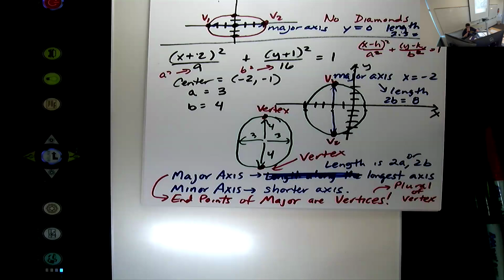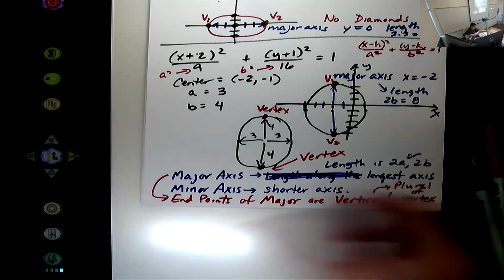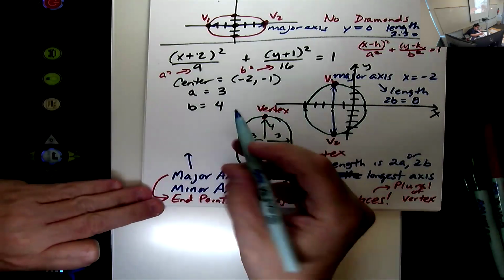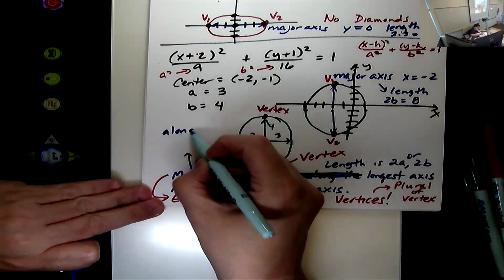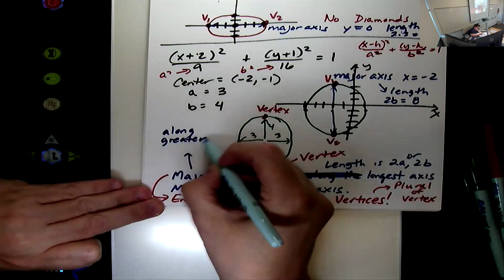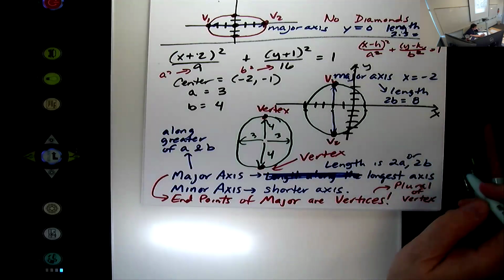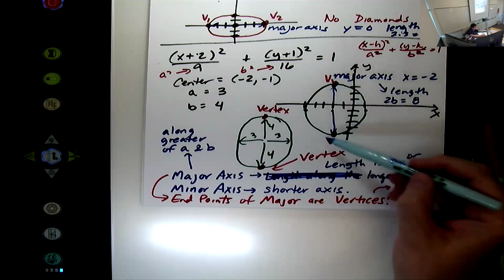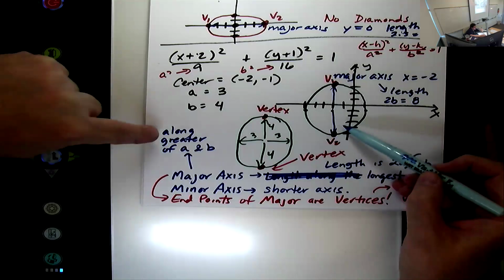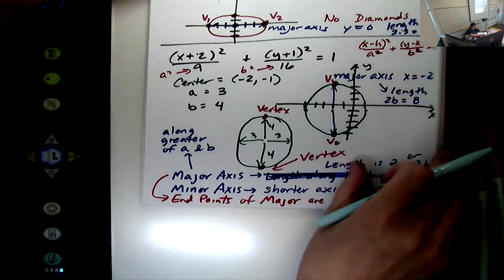So for the major axis, is it just whichever of A or B is greater? Yeah, that's where it's going to be. The major axis is along the greater of A and B. And it'd be x equals -2 because that's where it happens. That's the line, which is interesting, something to point out.